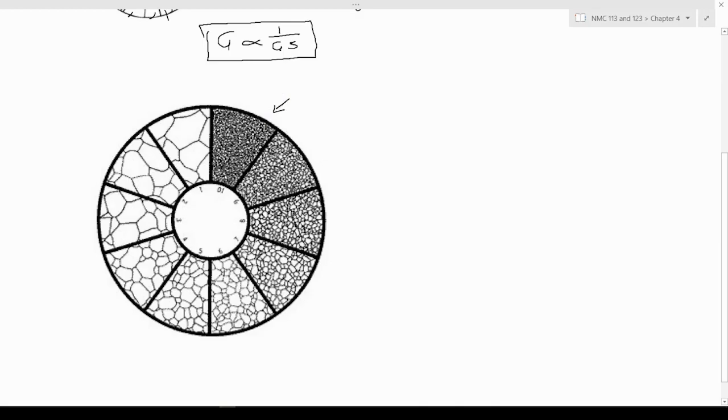This picture, you have fine grains, and here the grain size number is 10. Then when you go around, the size of the grains gets bigger and bigger, and the grain size number becomes smaller and smaller. And you see here with very large grains, you have a grain size number of 1.